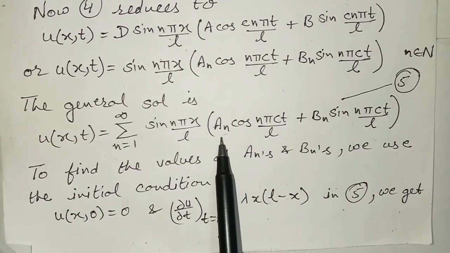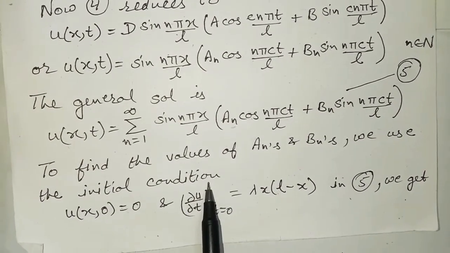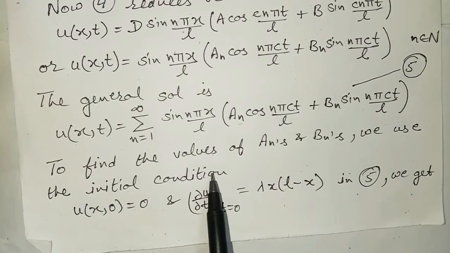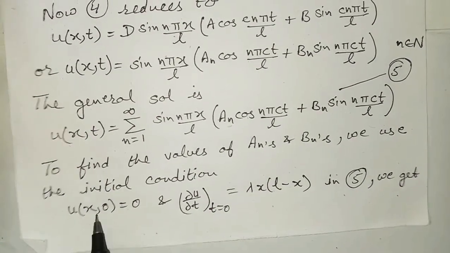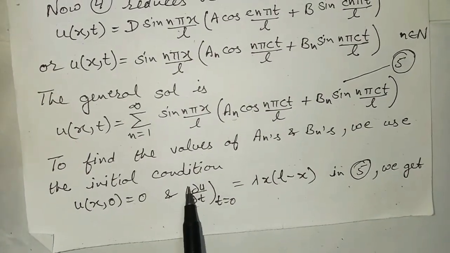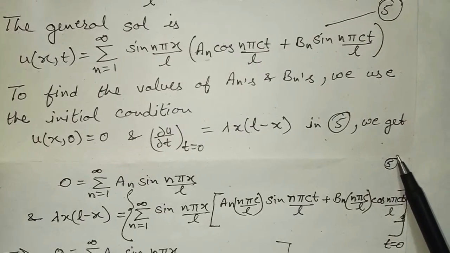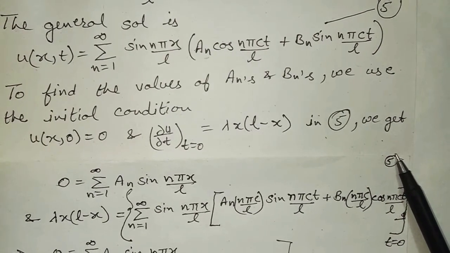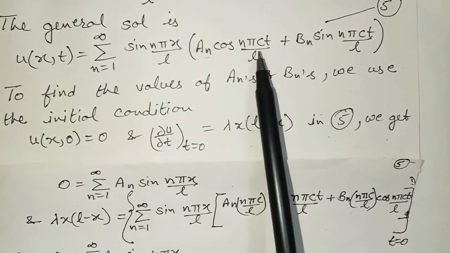Now to find the values of the constants a_n and b_n, we use the initial conditions. Boundary conditions we have already used. Now we use the initial conditions. There are two initial conditions. When t is 0, u is 0, and when t is 0, del u by del t is this. Now we put t is equal to 0 in equation number 5.